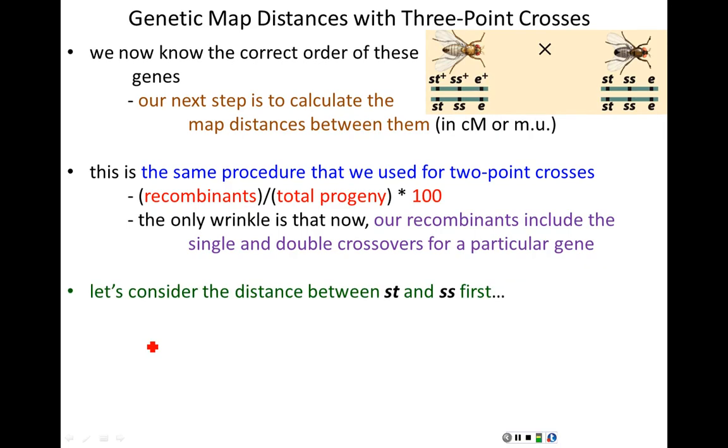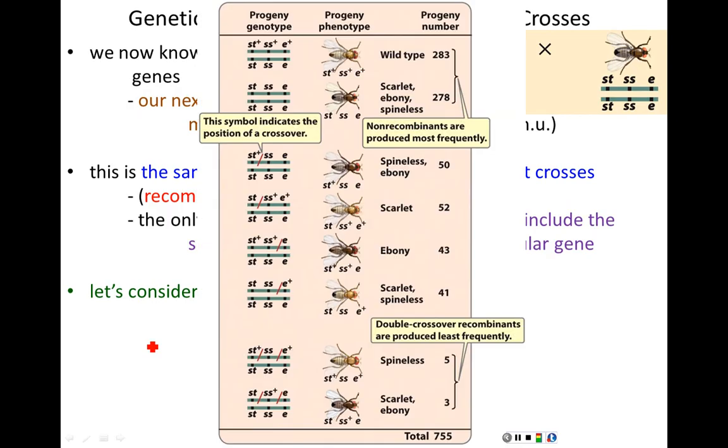So let's do this problem, and let's consider first the distance between SS and ST. Here are the numbers we had before. We're considering the distance between SS and ST. The first step is always to determine the non-recombinants. These are the non-recombinants. It's the highest number. We are ignoring E. We are determining the distance between SS and ST. These are our non-recombinant configurations: the 2 dominants together and the 2 recessives together.